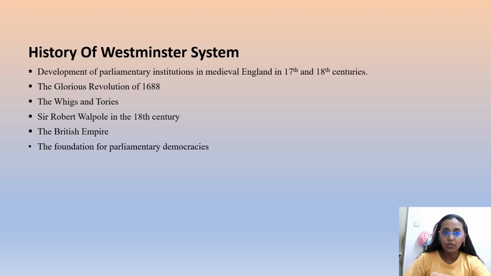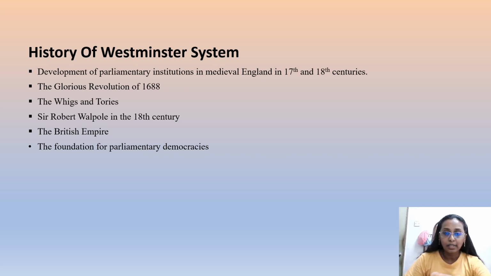Now, about the history of the Westminster system: it is rooted in the development of parliamentary institutions in medieval England, with significant milestones occurring during the 17th and 18th centuries. The Glorious Revolution of 1688 marked a pivotal moment, establishing constitutional monarchy and reinforcing the supremacy of parliament through legal documents such as the Bill of Rights in 1689 and the Act of Settlement in 1701.